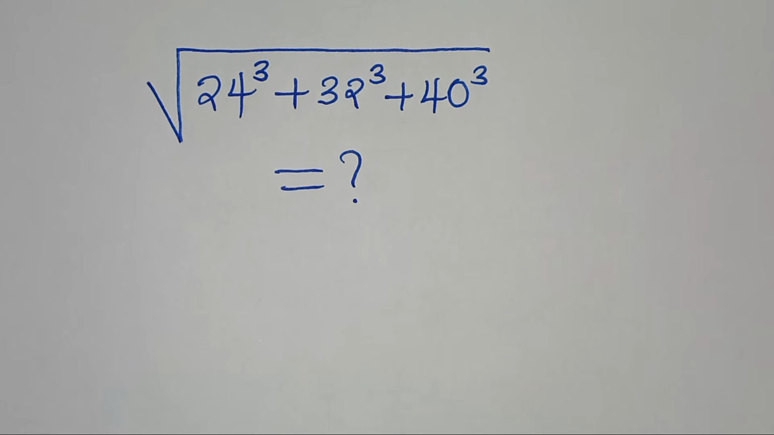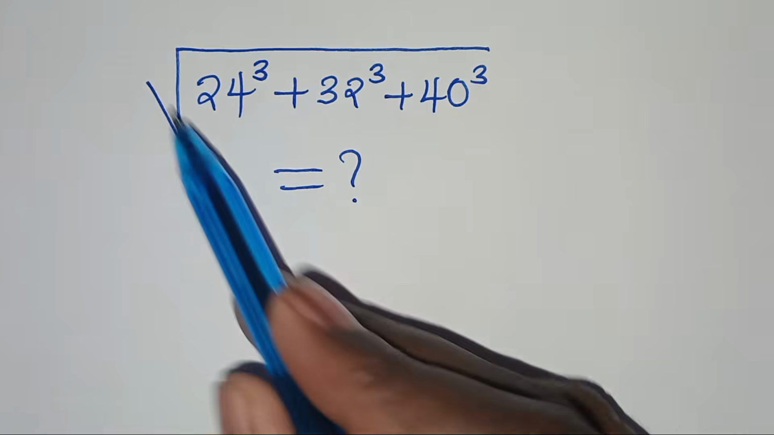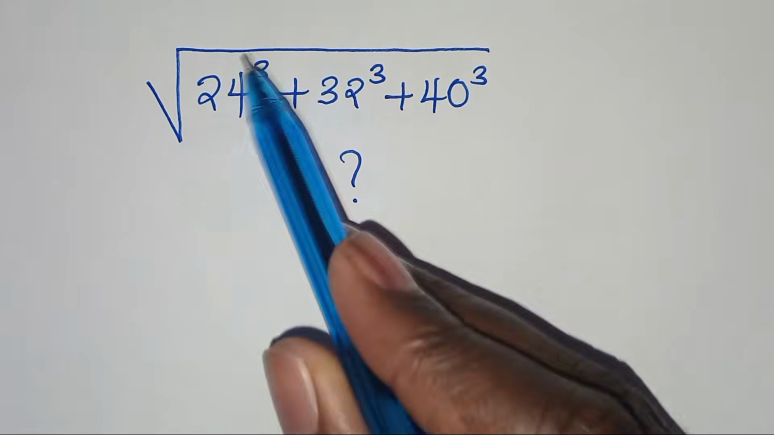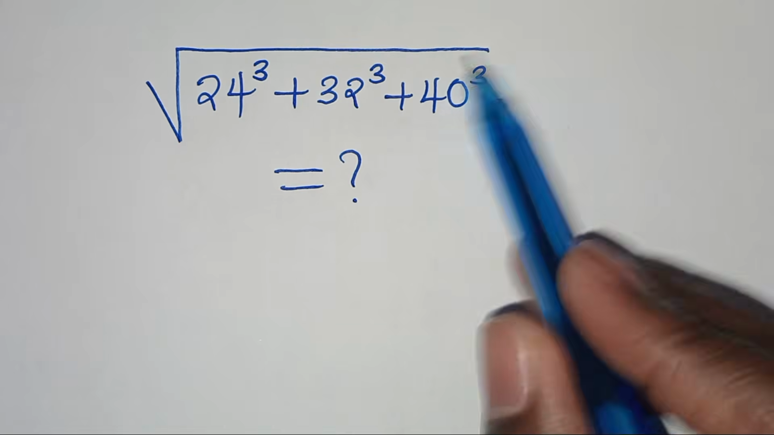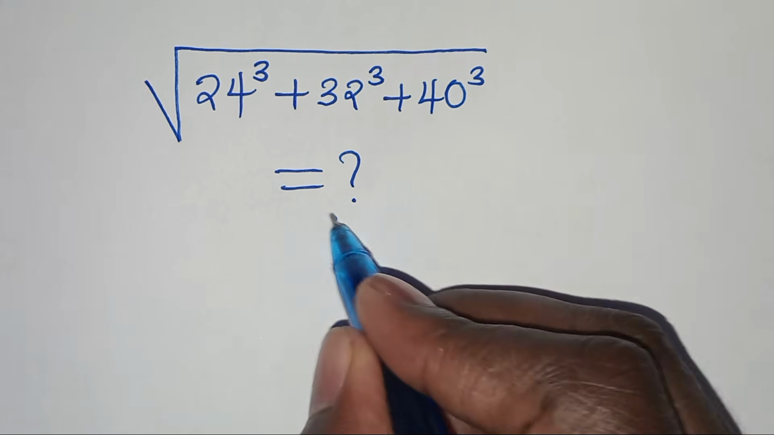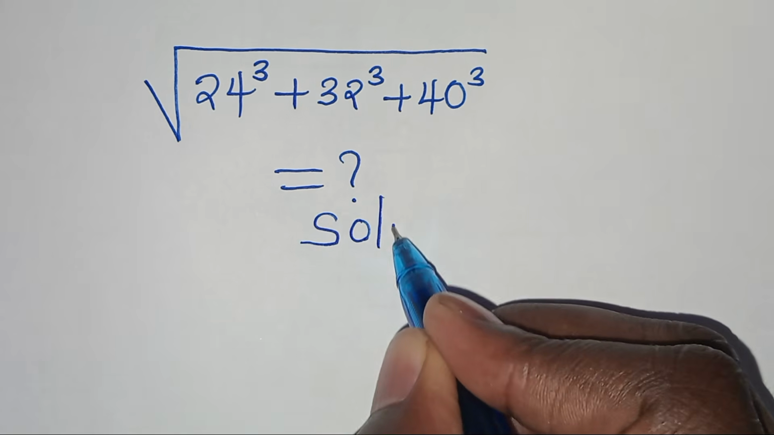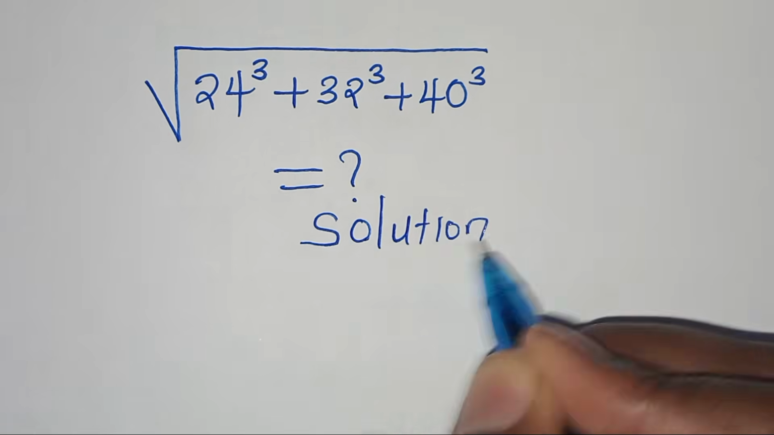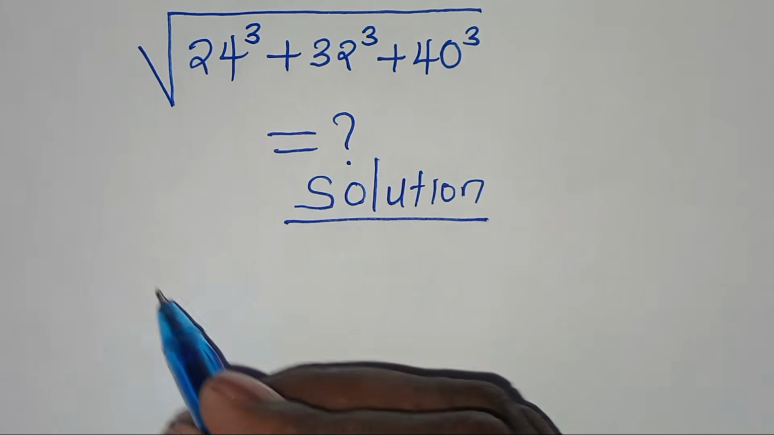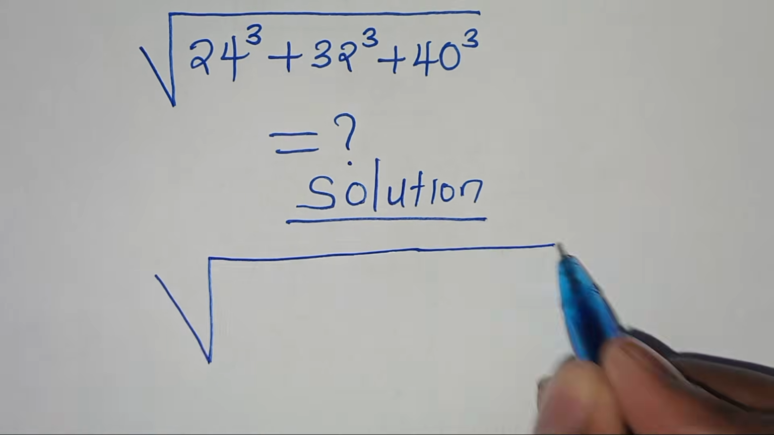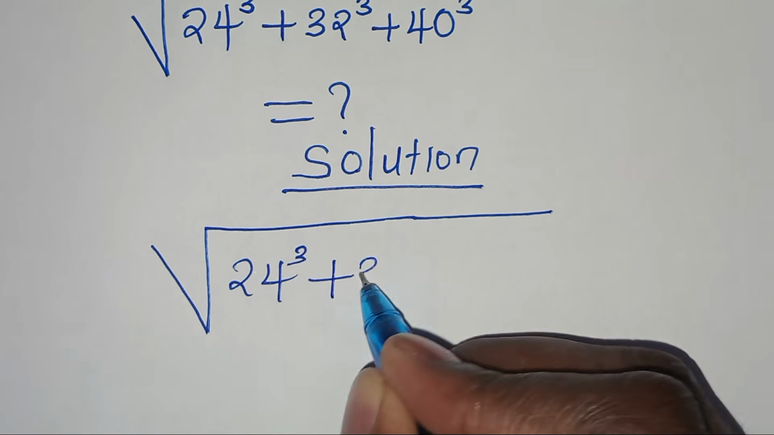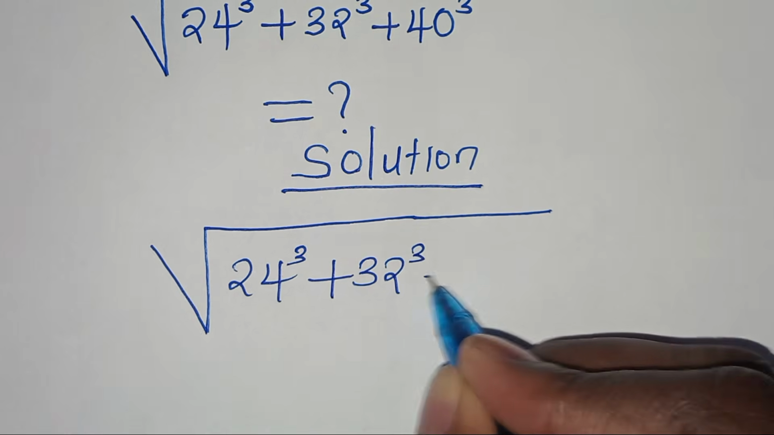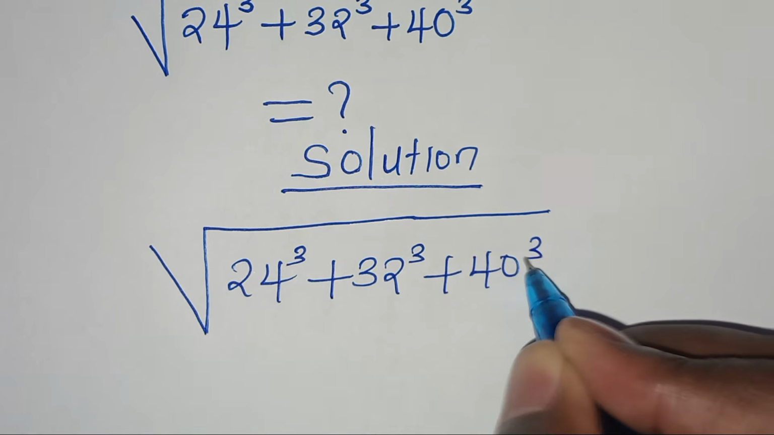Hello everyone, you're welcome to solve this nice square root math problem, which is the square root of 24 to the power of 3 plus 32 to the power of 3 plus 40 to the power of 3. So let's provide a solution from here. Now, we have the square root of 24 raised to the power of 3 plus 32 raised to the power of 3, then plus 40 to the power of 3.